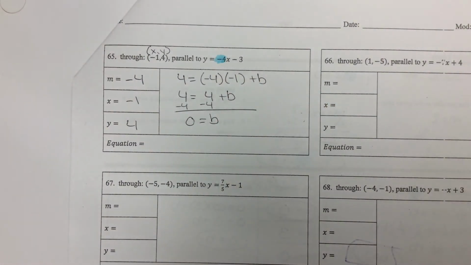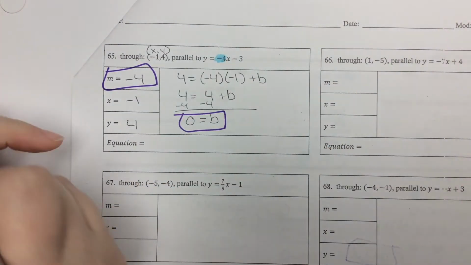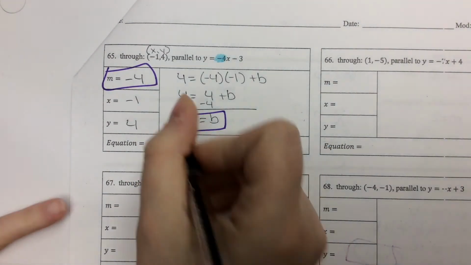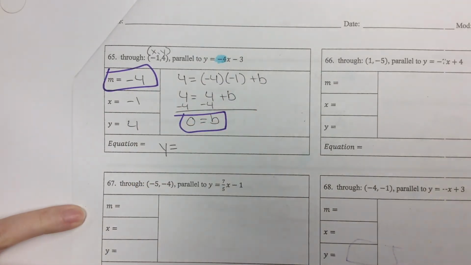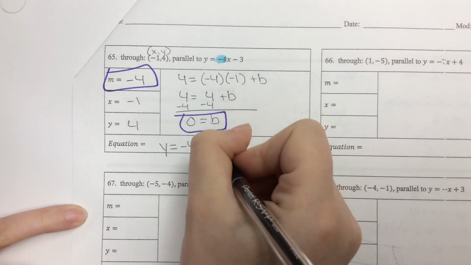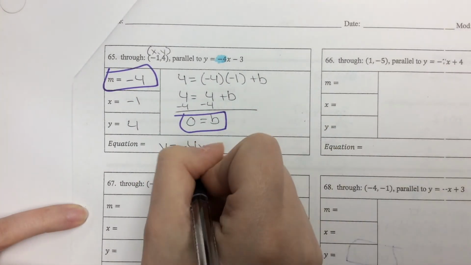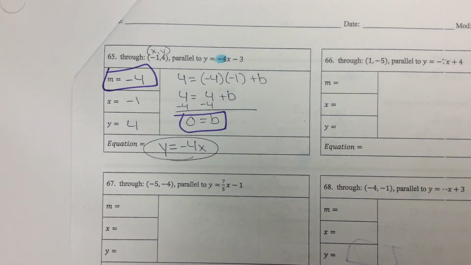All right, so let's use these two pieces of information, our b and our m, and write a new equation. y equals m, which is negative 4x, plus b, which is 0, and you guys all know that plus 0 doesn't really matter. So the equation of this line is going to look like this.